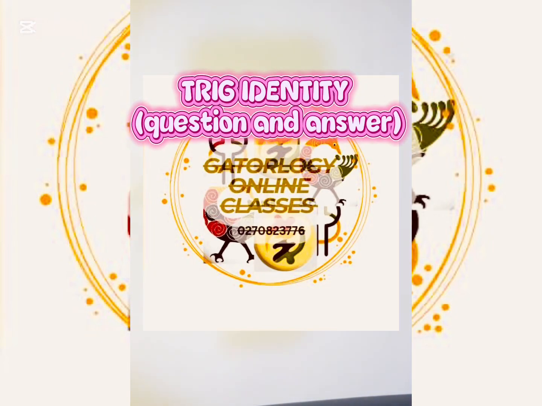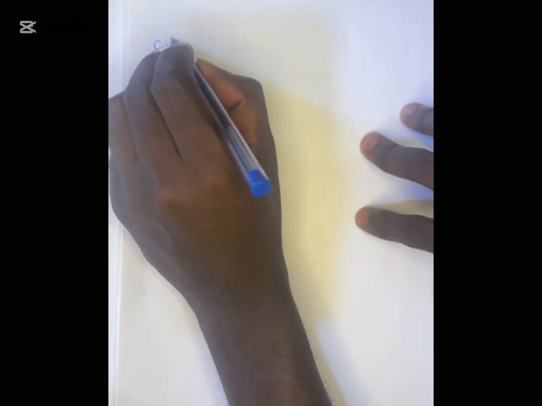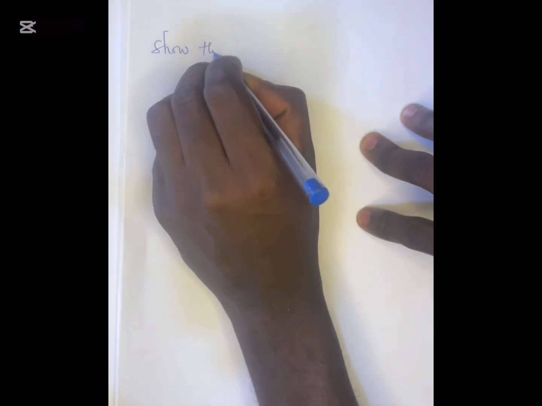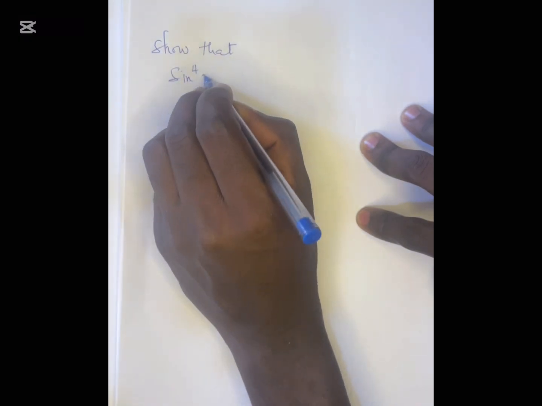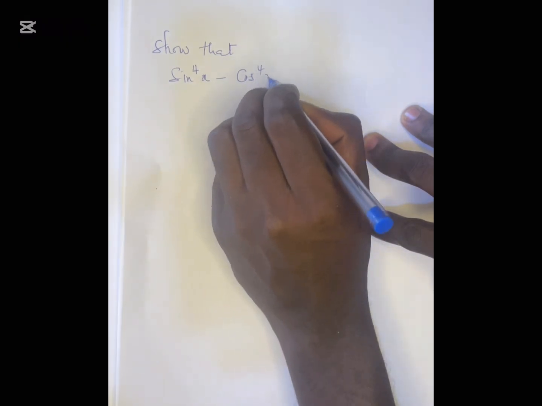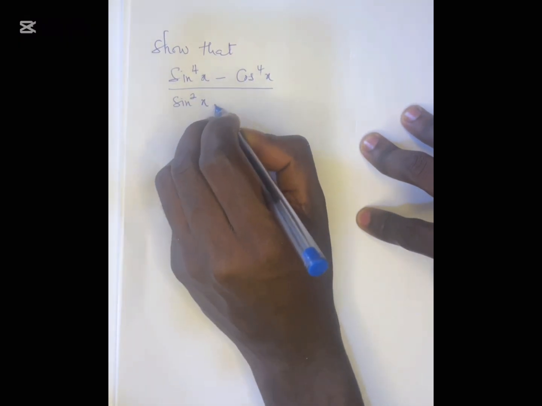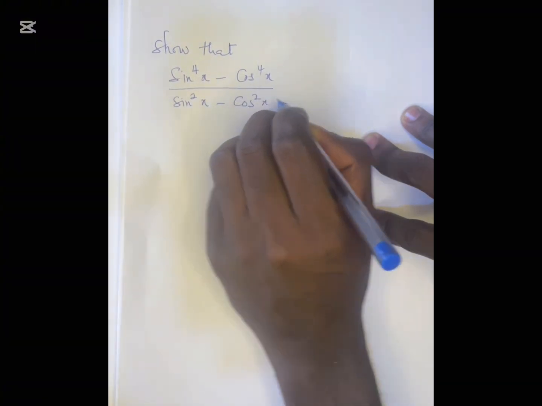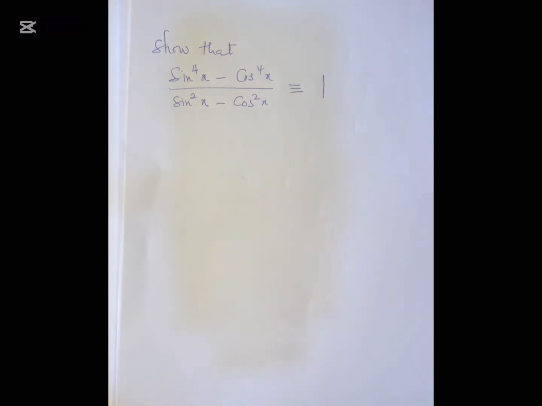We want to use the trig identity to solve another baffling question. Let me just write the question. Show that (sin⁴x − cos⁴x) on (sin²x − cos²x) is equal to 1.